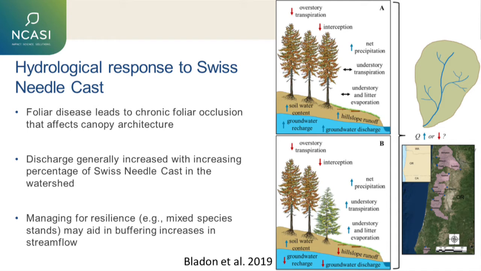So I only have one example of this, but it's a good example of understanding what some of the forest pathogens may do in terms of affecting forest hydrology. Kevin Bladen and his collaborators at Oregon State University recently published this in Science of the Total Environment. They looked at Swiss needle cast, which is a foliar disease that affects Douglas fir. And it can lead to chronic foliar occlusion that affects canopy architecture and affects, of course, transpiration rates in those systems. And so you might hypothesize that trees affected with this would have lower transpiration rates, which would mean greater water availability, greater runoff for the ecosystem itself.